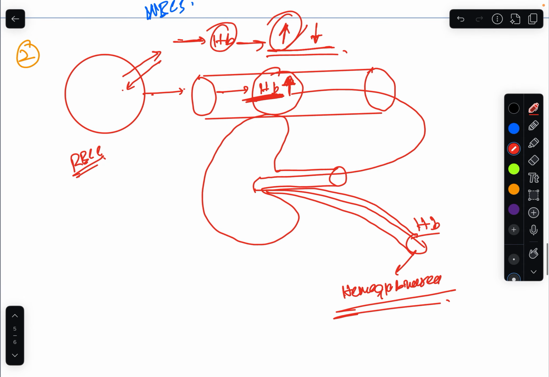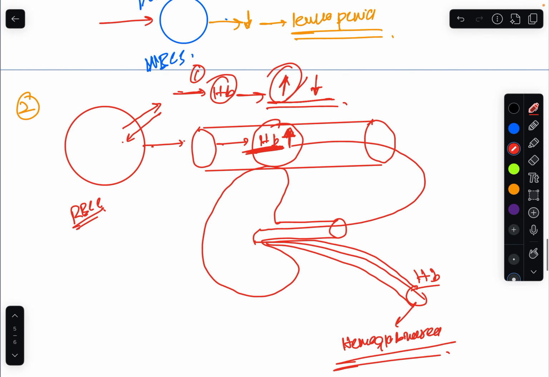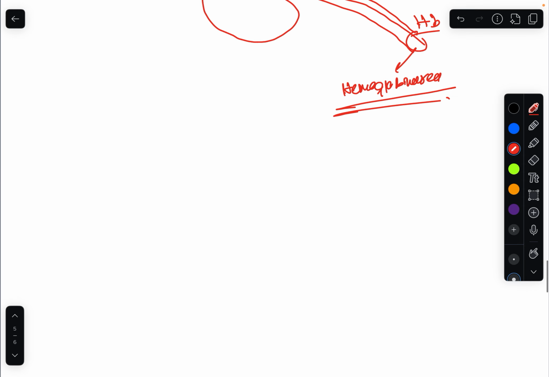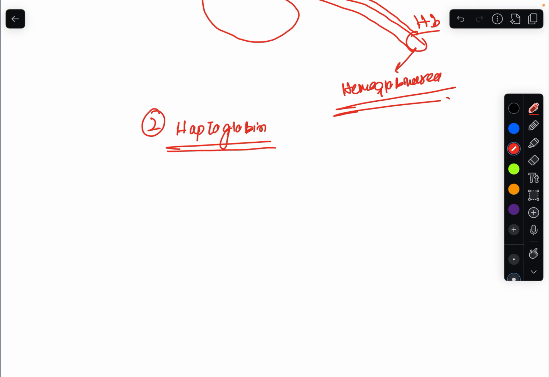Another thing is known as haptoglobin. First is hemoglobin. Second thing is haptoglobin. So haptoglobin is a molecule which binds free hemoglobin in the circulation. So if more and more hemolysis is going on and more hemoglobin is released into the circulation, then more and more haptoglobin molecules are being consumed to bind the hemoglobin. So the concentration of haptoglobin will fall as a result.